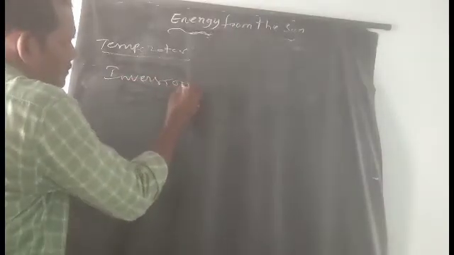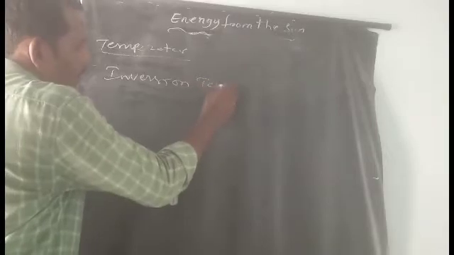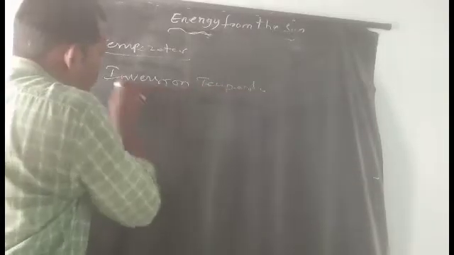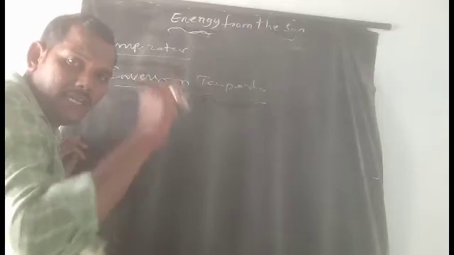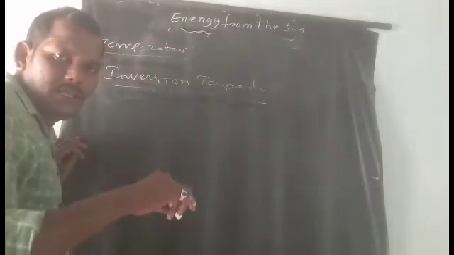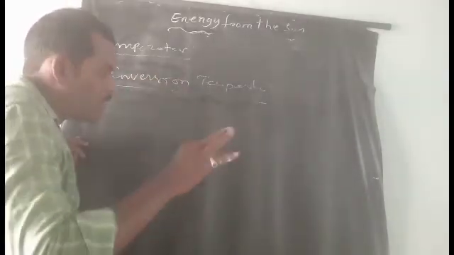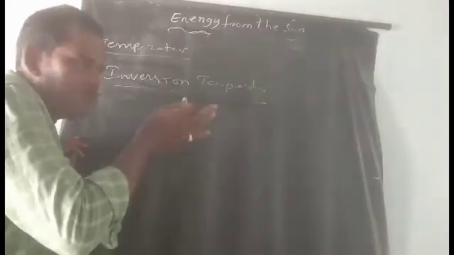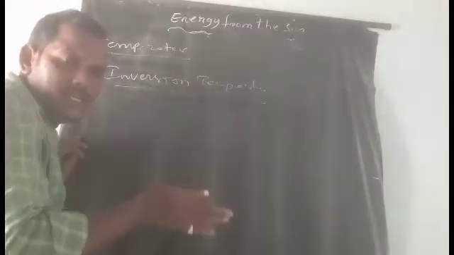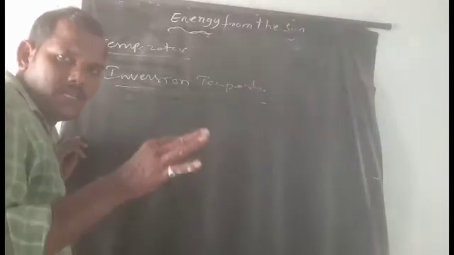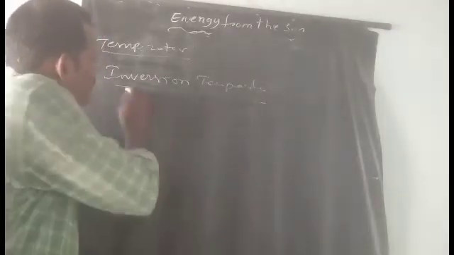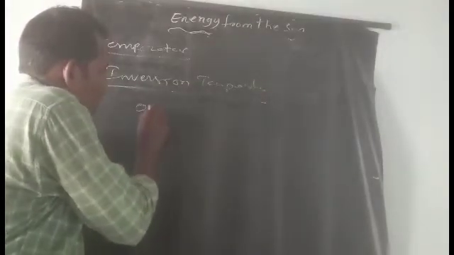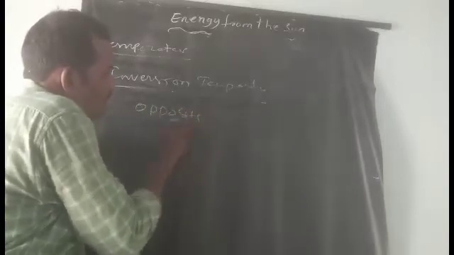Inversion of temperature. What is inversion of temperature? Listen carefully. Generally, the temperature decreases in the higher atmosphere layers, in the higher areas. Why? Because for every 1000 meters, the temperature generally decreases by 6 degrees centigrade. Yes, that is what we discussed in the last class. But inversion means the opposite.